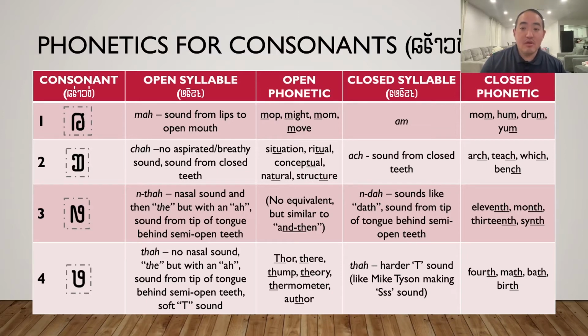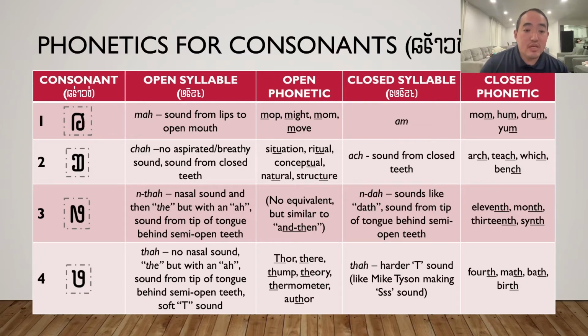Now the closed syllable is pronounced, right? Ma, open syllable, closed syllable. So for the closed phonetic sound, it's very similar as well. It's the ending sound to the word like mom, or hum, or drum, or yum. And that's how you pronounce the open and closed syllable for the ma consonant, or the ma Nyiakeng.